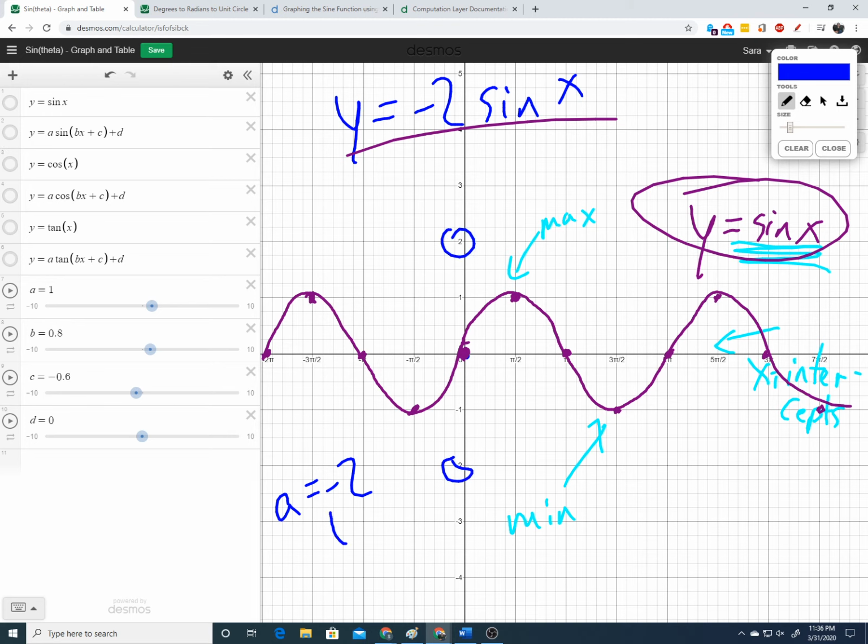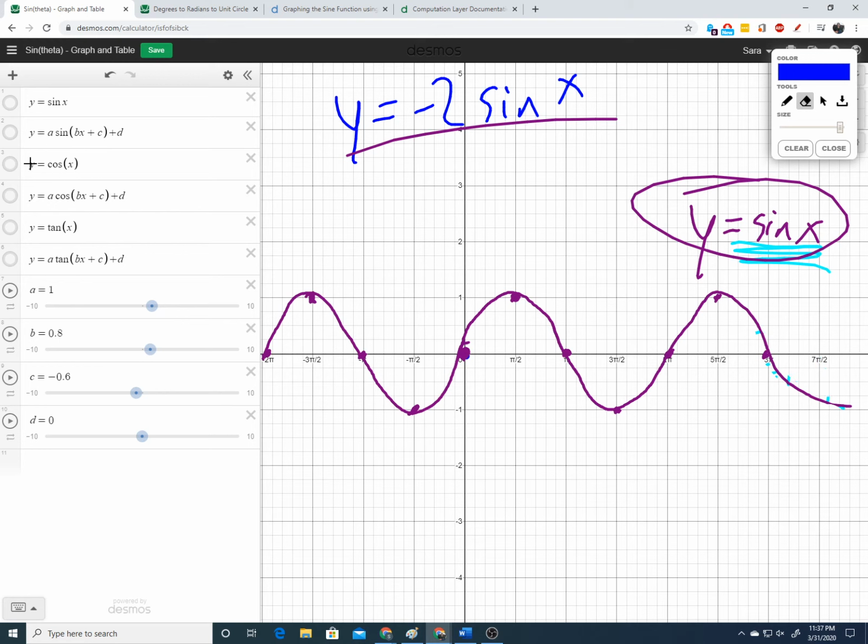I also know because it's negative that I'm going to flip my graph upside down. So let me erase some of this extra stuff so we don't make it too busy for you. Oh, I did that one to myself, didn't I? Okay. And let's make that smaller because I've learned my lesson there before.